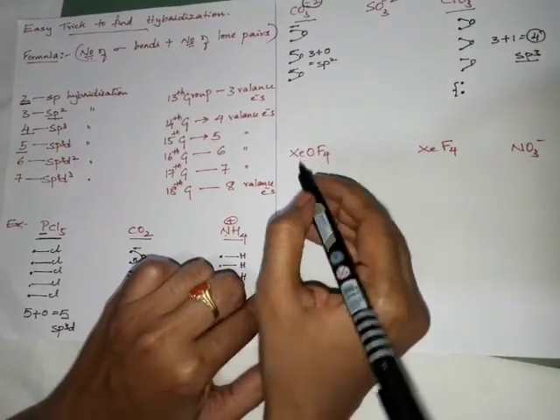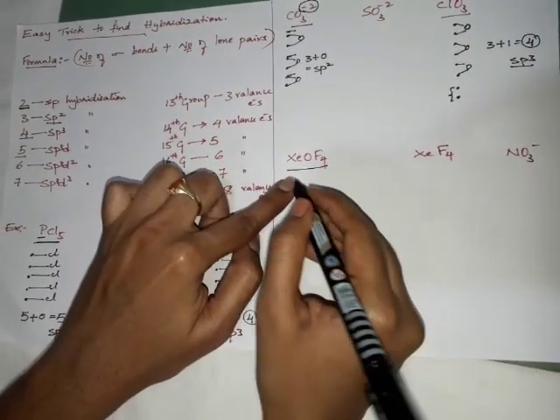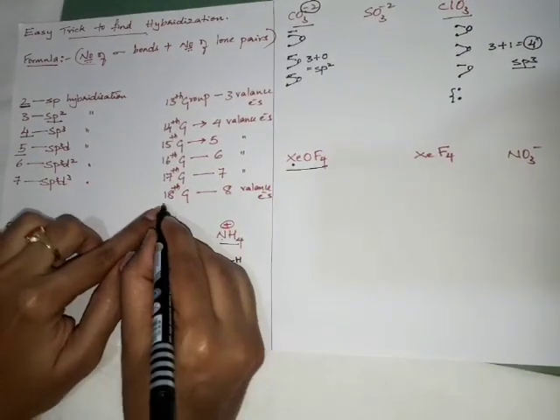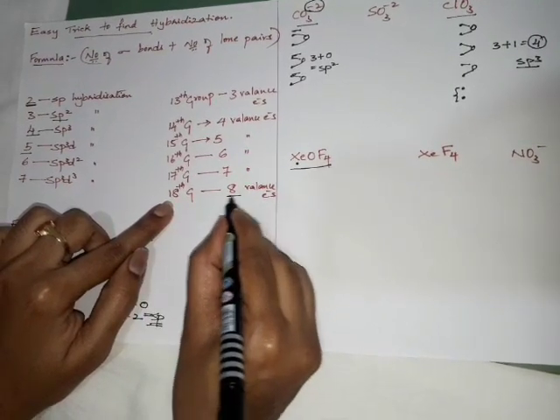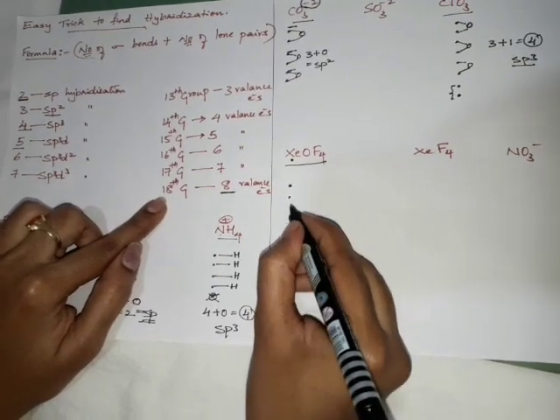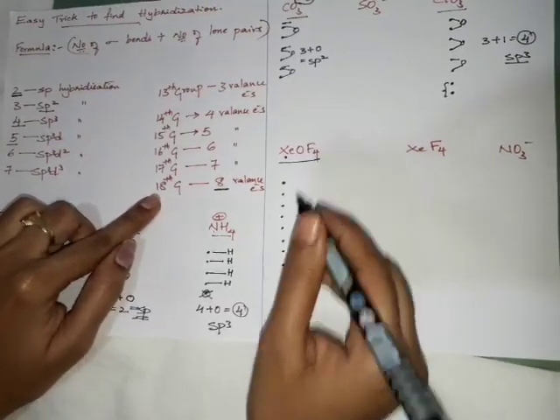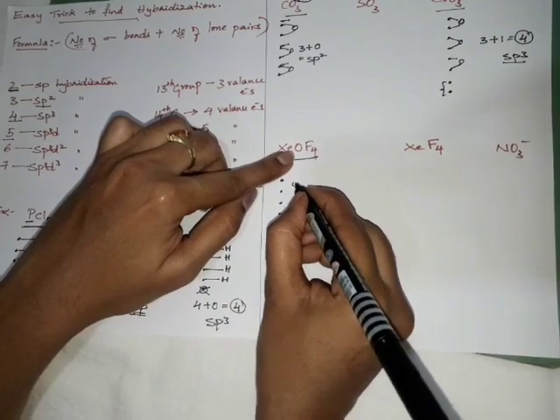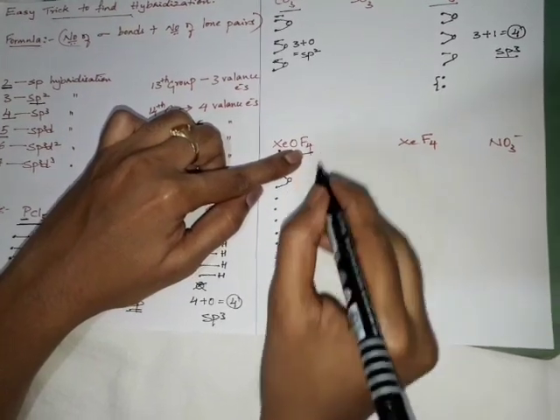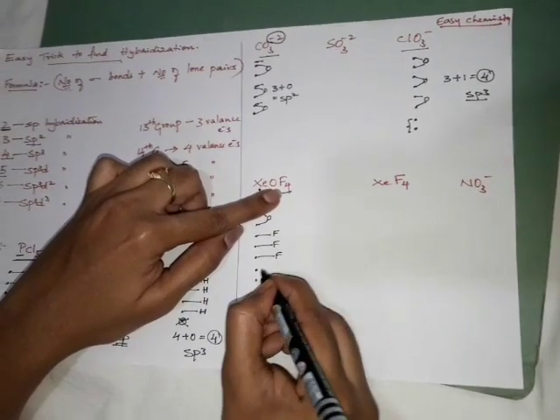Okay. And let us go for XeOF4. This is a very important compound, children. Let us work out hybridization for this. So here our central atom is xenon, and xenon belongs to the 18th group. So how many valence electrons? 8 valence electrons. So let us show 8 dots. 1, 2, 3, 4, 5, 6, 7, 8. Okay. And we have 1 oxygen atom, right? So 1 oxygen atom is taking 2 electrons, and 4 fluorine atoms we have. Each fluorine is taking up 1 electron, right? So this is how we have.